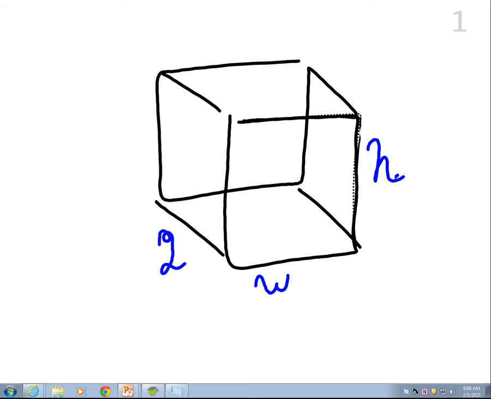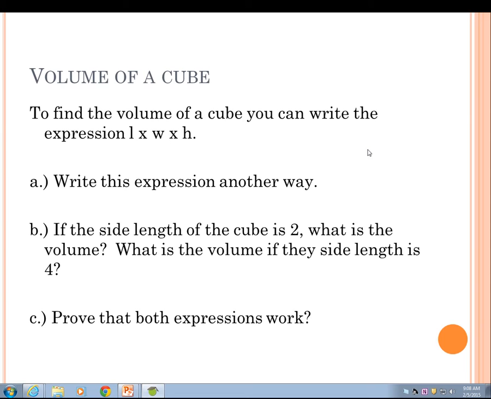So you're imagining it's going to be 3-dimensional now, because cubes are 3-dimensional squares, if you will. Write this expression in a different way. Go ahead and try to see if you can write that expression in another way. Okay, 1 second.